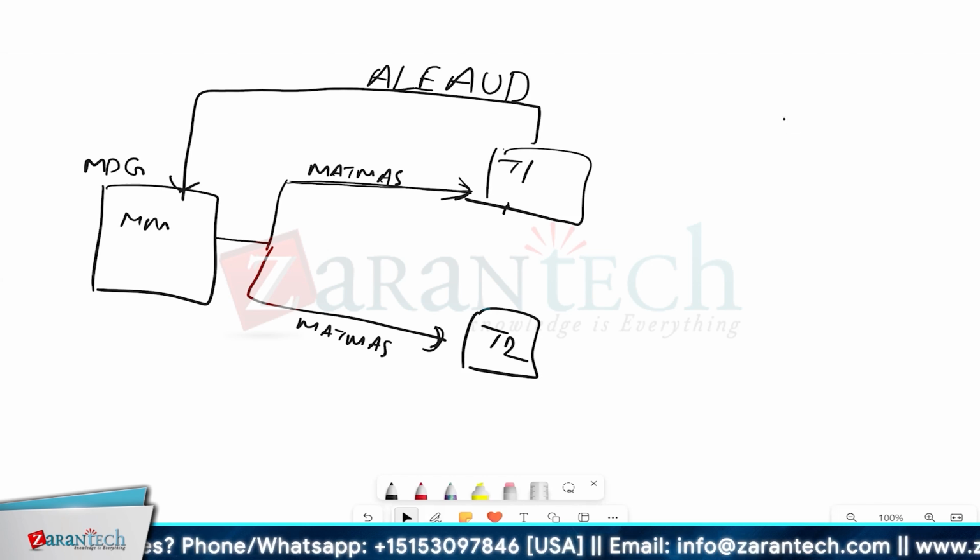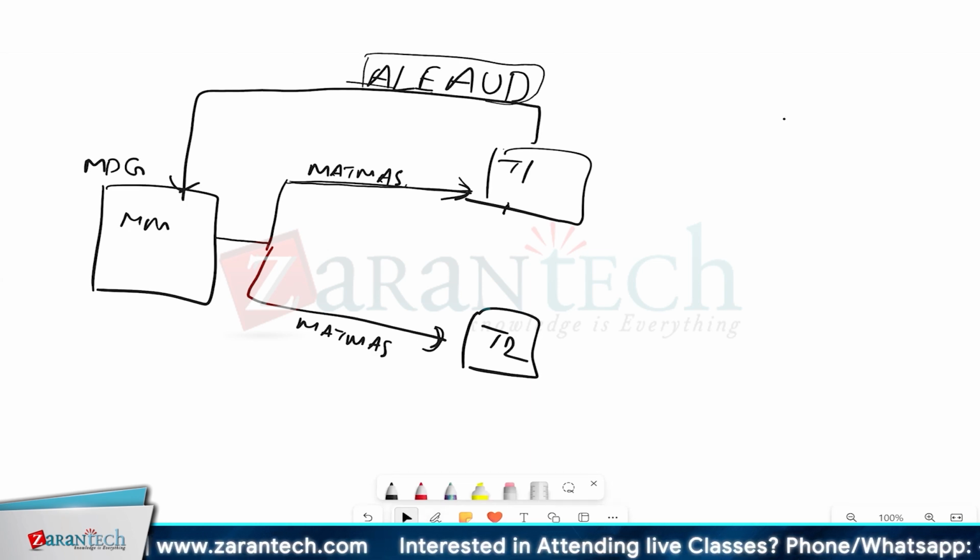AUD means audit acknowledgement IDOC. Whatever IDOC you are replicating from MDG to the target system, it can be material master, business partner, customer master, anything. SAP in general provided, for every IDOC, if the source system needs the confirmation, you need to configure only one single ALEAUD message type. If you configure this one, for every outbound IDOC the system will send a response IDOC back to the MDG system. So this you need to configure.